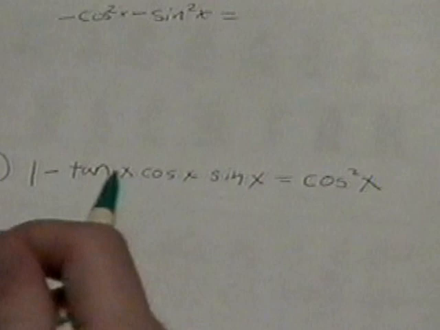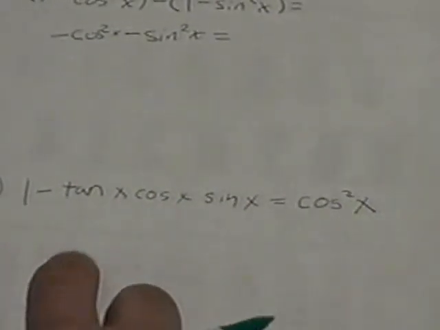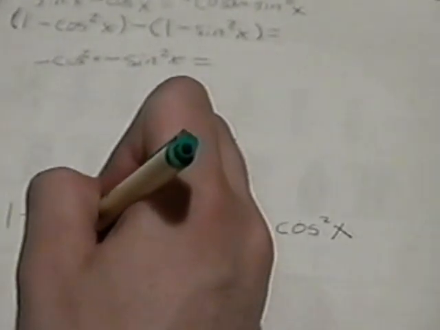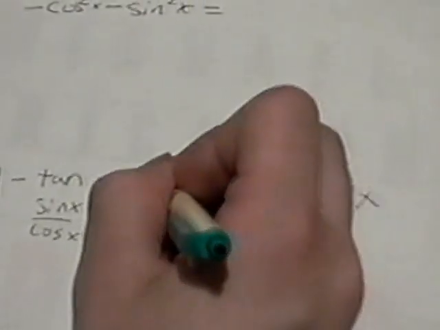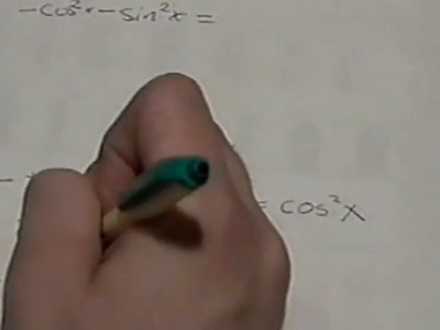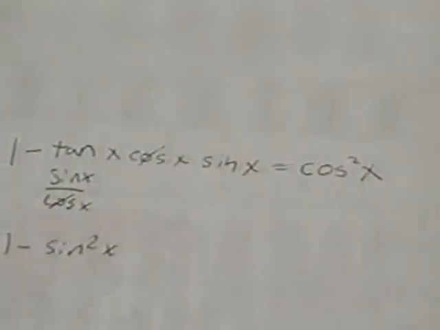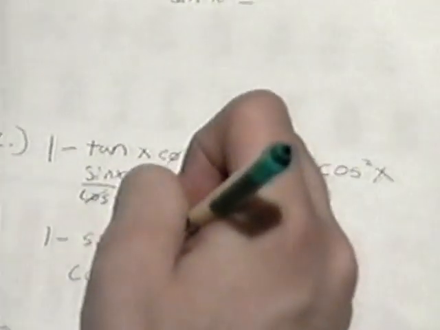For this one, it is very simple, along the same lines actually. All you have to do is realize that tangent is sine x over cosine x. When you do that, these cosines cancel out. And then when you multiply these sines, you get 1 minus sine squared x, which can then, using the same identity as in the first one, be turned into cosine squared x. And again, I have proven the identity.